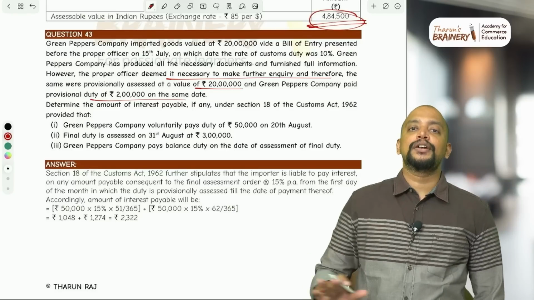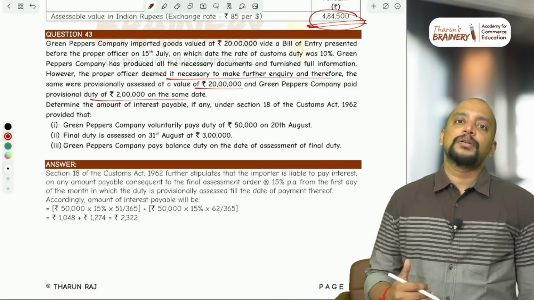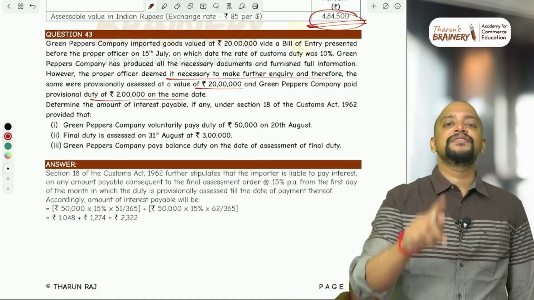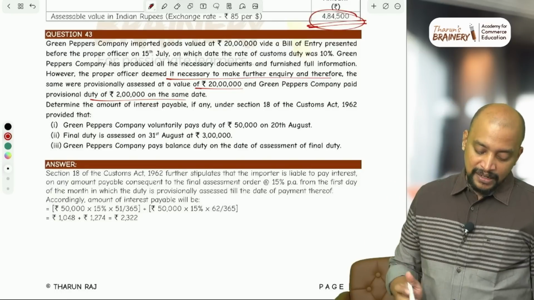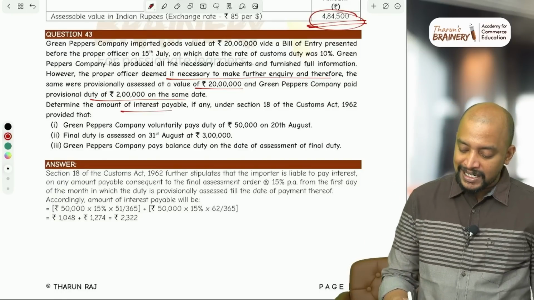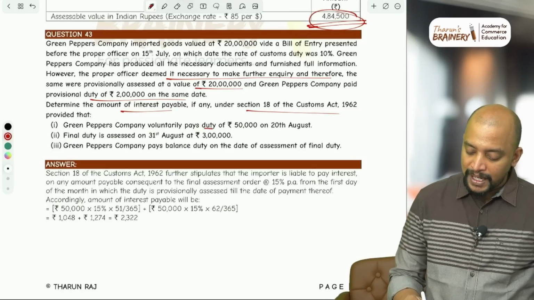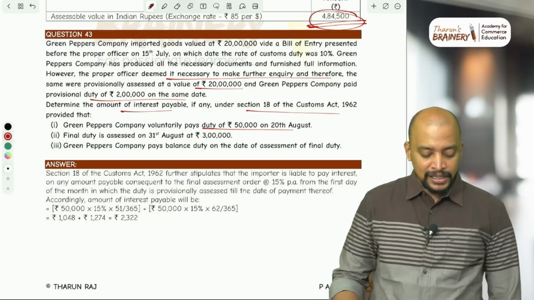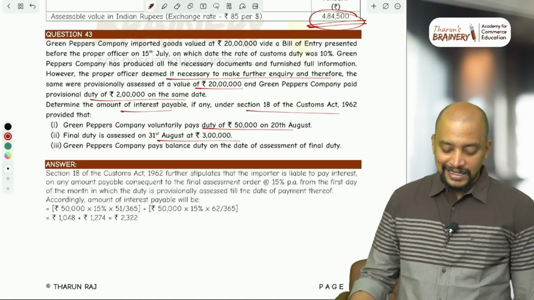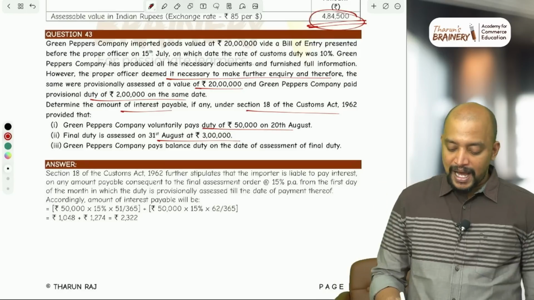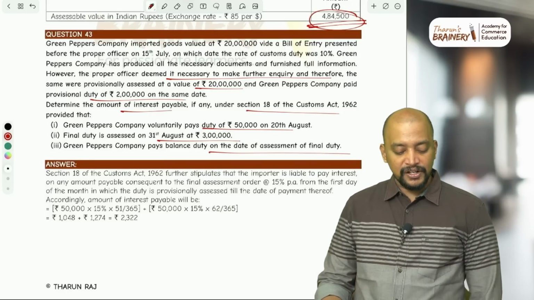On the same day they paid, no issue. So usually what is the time limit for payment of this provisional duty? Within 1 working day, but they paid on the same day. Determine the amount of interest payable if any under section 18, provided that Green Peppers Company voluntarily paid duty of 50,000 on 20th August. Final duty is assessed at 3 lakhs. And they paid the balance duty on the date of assessment of final duty.